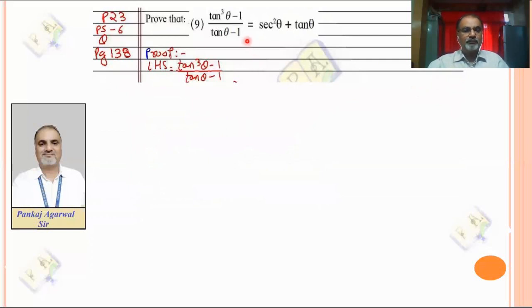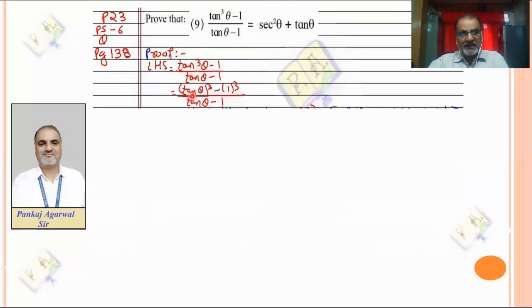P23. Prove that (tan cube theta minus 1) whole upon (tan theta minus 1) is equal to sec square theta plus tan theta. Now, LHS seems to be much more difficult as compared to RHS. So we'll start with LHS. LHS is equal to (tan cube theta minus 1) whole upon (tan theta minus 1). Now, tan cube theta minus 1 can be written as (tan theta) the whole cube minus (1) the whole cube.